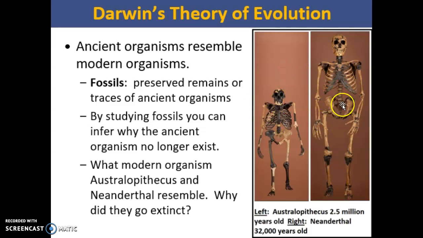two skeletons of human ancestors. All right. So the one we see on the left is something called an Australopithecus, which lived 2.5 million years ago. And then this is a skeleton of a Neanderthal, a closer relative to modern humans that lived about 30,000 years ago. Right? So if we look at the Australopithecus, it's like, why did they go extinct? When you compare that to the Neanderthal or even a modern human skeleton, right?